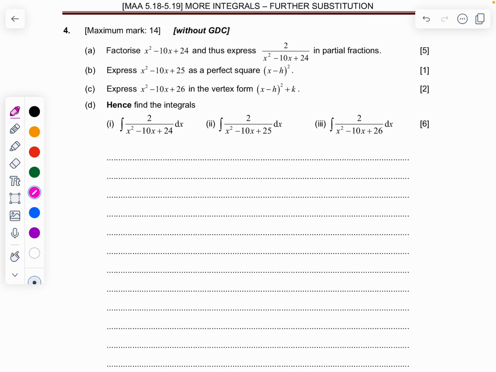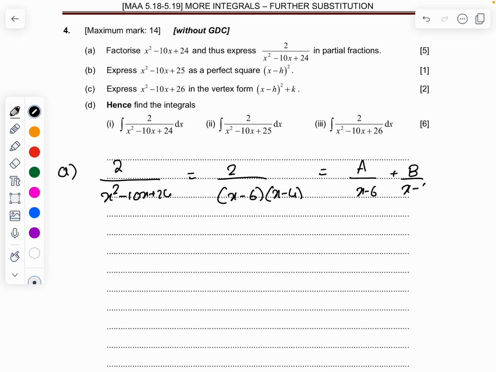Factorize x square minus 10x and express this as partial fractions. For part A, 2 upon x square minus 10x plus 24 can be written as 2 upon x minus 6 times x minus 4, which is A upon x minus 6 plus B upon x minus 4.